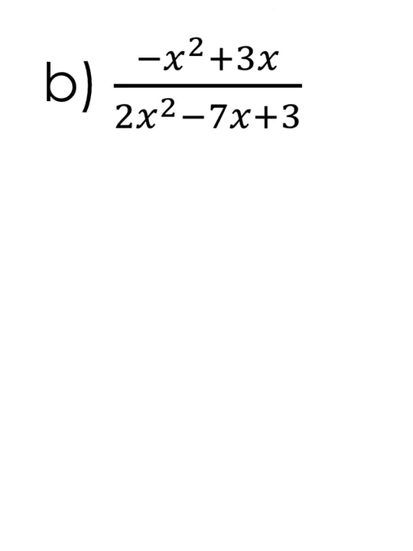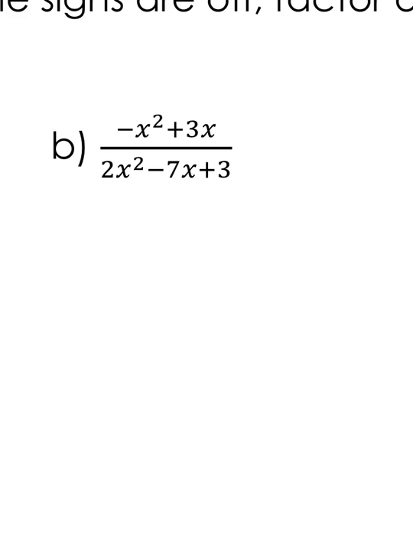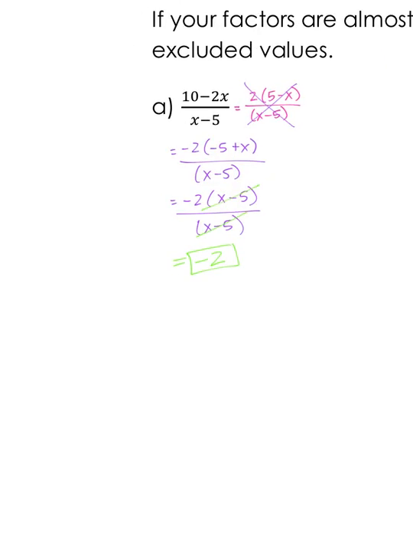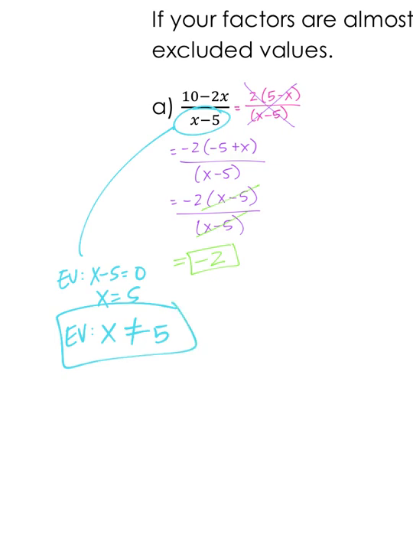All right, so again, I'm going to go through and factor these out. I've got, on the top, a greatest common factor. But before I do that, I'm going to come back because I do have an excluded value that I forgot to do. So excluded value, I'm going to set x minus 5 equal to 0, and I get x equals 5. So my excluded value is x cannot equal 5. Otherwise, the denominator would be 0, and we cannot divide by 0.